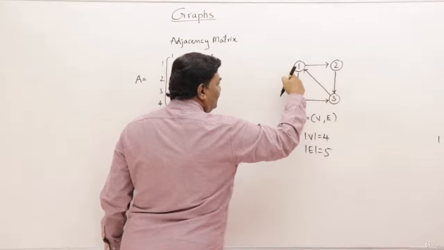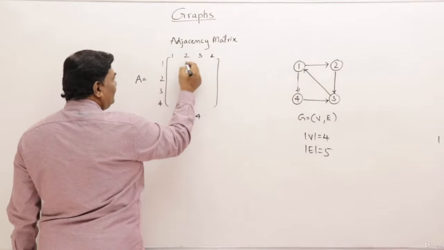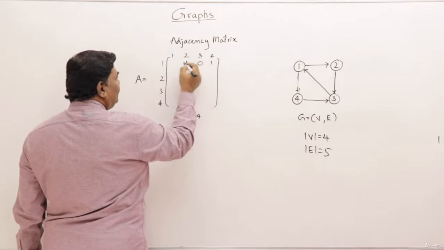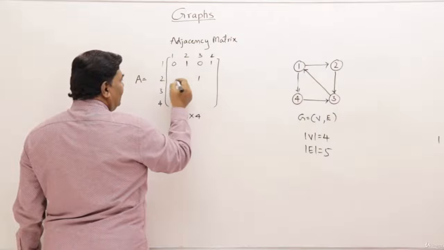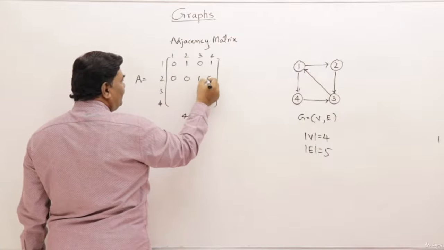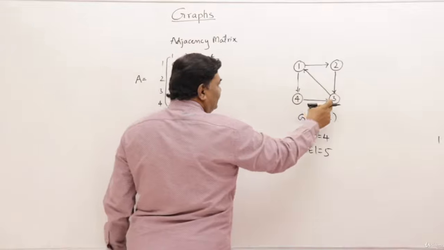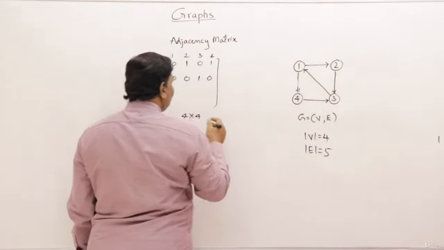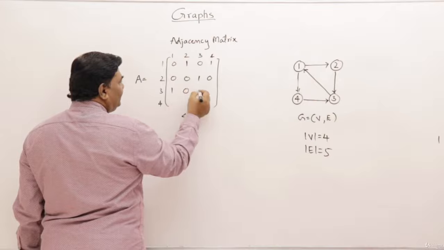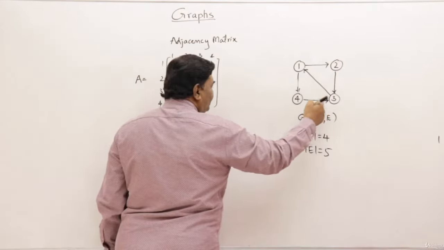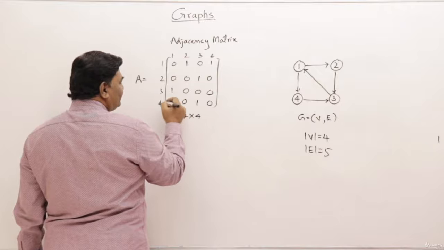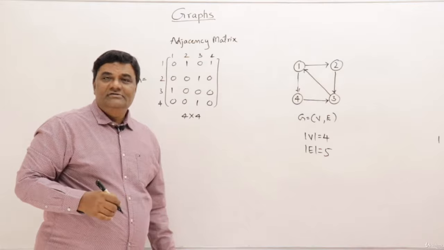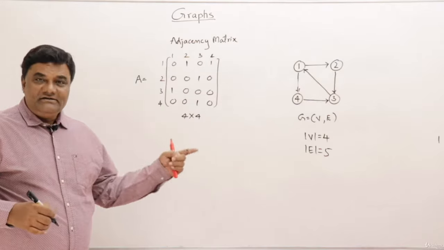1 to 2 and 1 to 4, there are edges 1 to 2 and 1 to 4. Remaining are zeros. Then 2 to 3, there is only one edge, and 2 to 1, 2 to 2, 2 to 4, there are no edges. 3 to 1, there is an edge, and remaining all are zeros. 4 to 3, there is an edge. Remaining are all zeros. That's all. This is the representation for a directed graph.